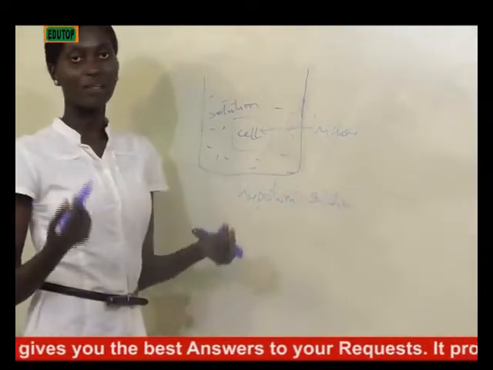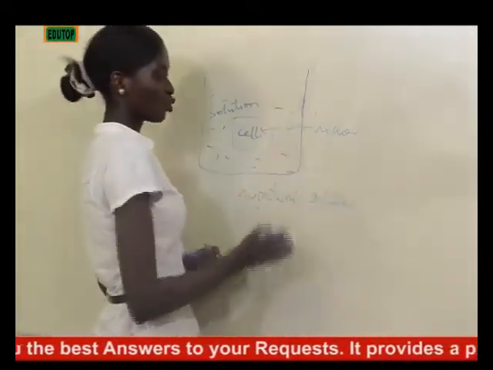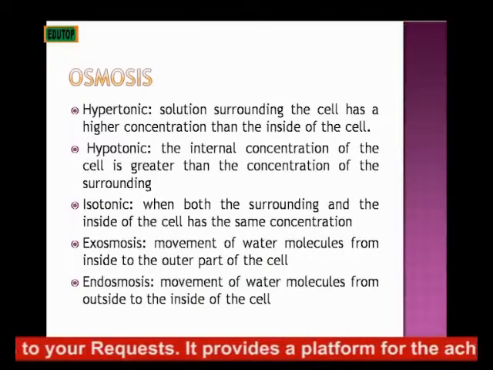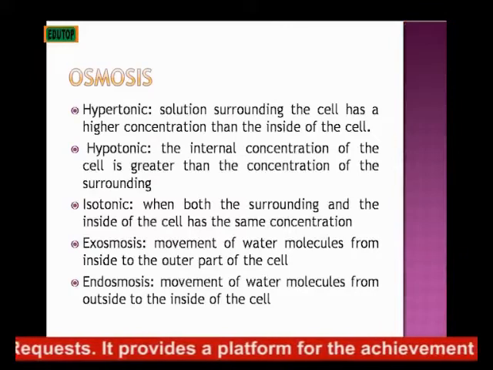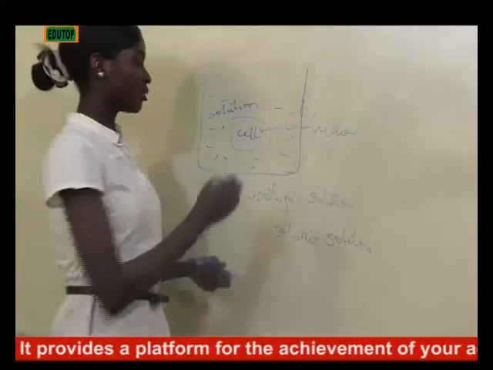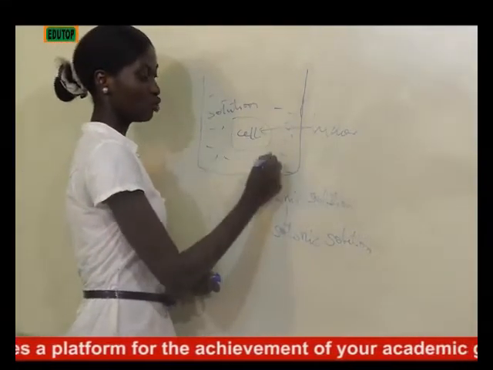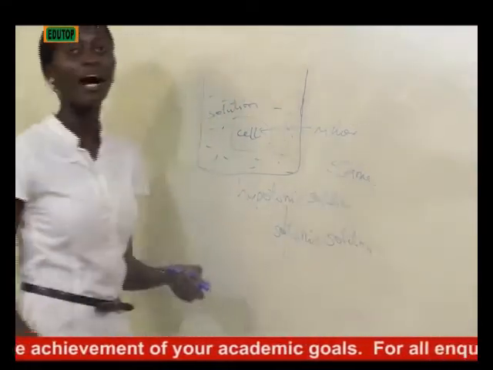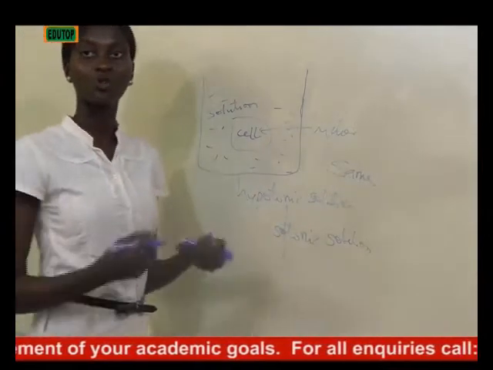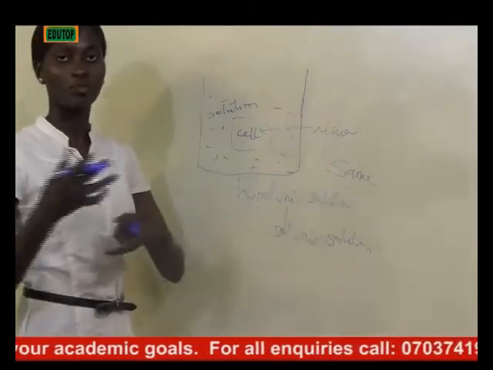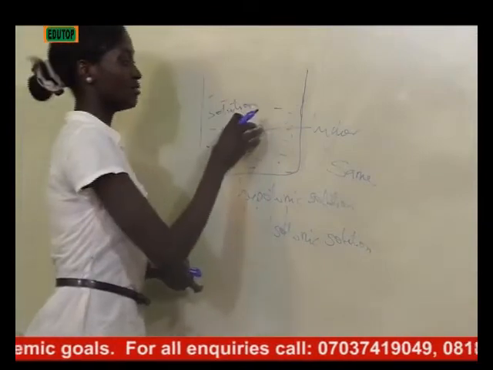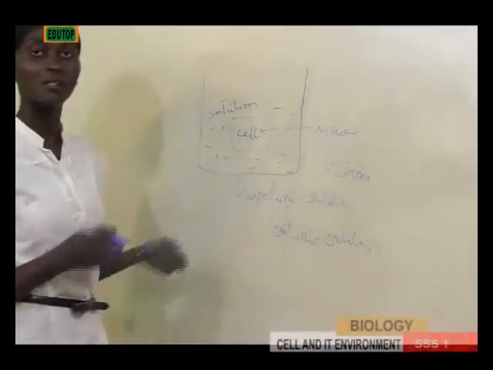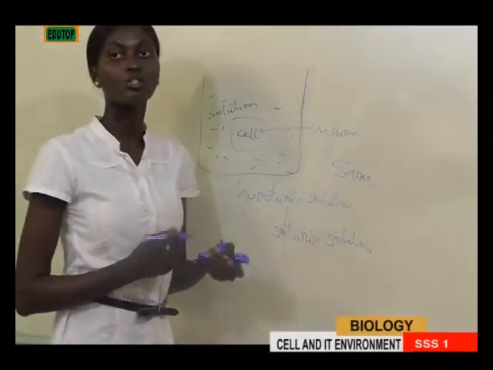Now, there is also another one we call isotonic solution. Iso means equal, ISO. So when the concentration of the cell and that of the solution is the same, then you have what is called the isotonic solution. That is, the concentration of the content of the cell is the same as that of the solution that surrounds it.